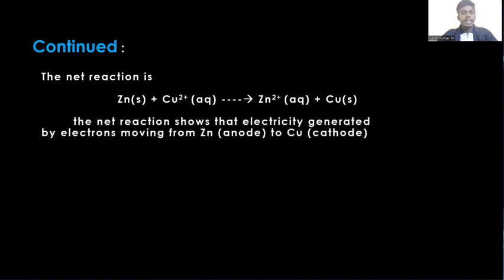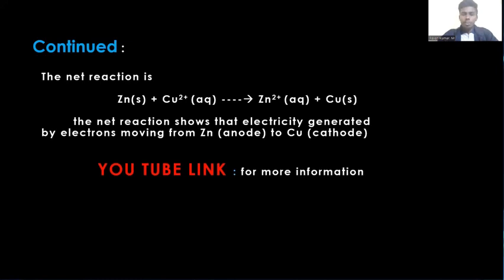What is the net reaction for this? Here it is. Zinc plus copper ion gives rise to zinc ion plus copper, where zinc is in the solid form, copper ion is in the aqueous form, zinc ion is in the aqueous form, and copper is in the solid form. The net reaction shows that electricity is generated by electrons moving from zinc, which is the anode, to copper, which is the cathode. Further information on this topic will be given under a YouTube link. Check it out for more information.